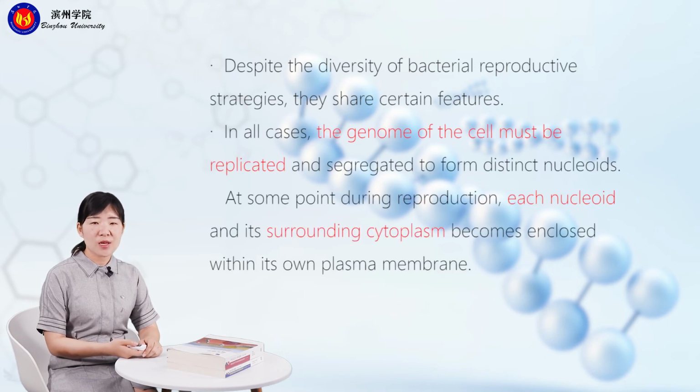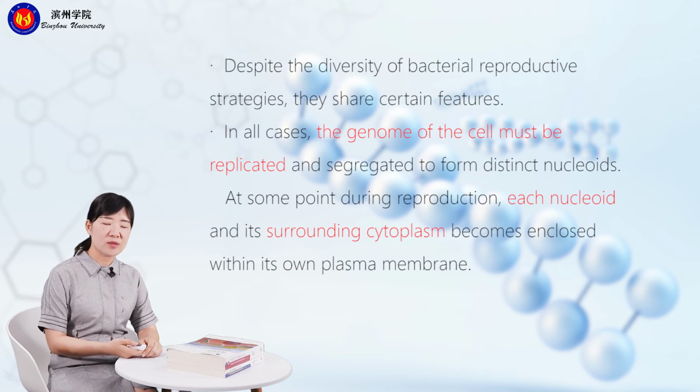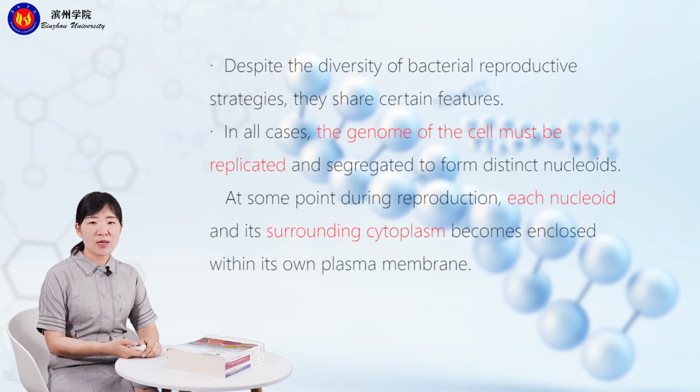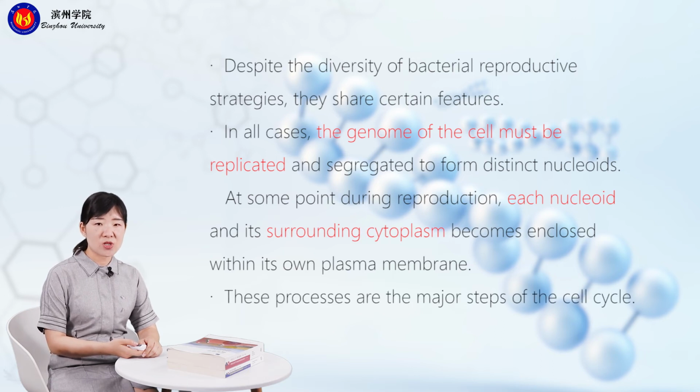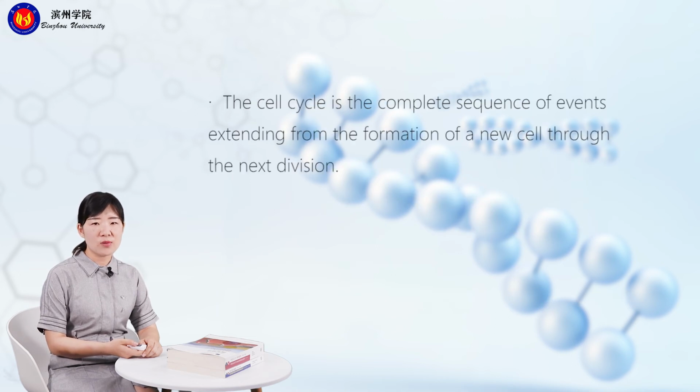In all cases, the genome of the cell must be replicated and segregated to form distinct nucleoids. At some point during reproduction, each nucleoid and its surrounding cytoplasm becomes enclosed within its own plasma membrane. These processes are the major steps of the cell cycle. The cell cycle is a complete sequence of events extending from the formation of a new cell through the next division.